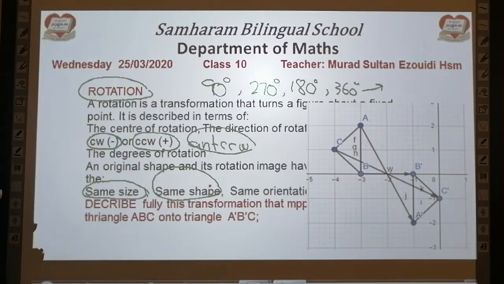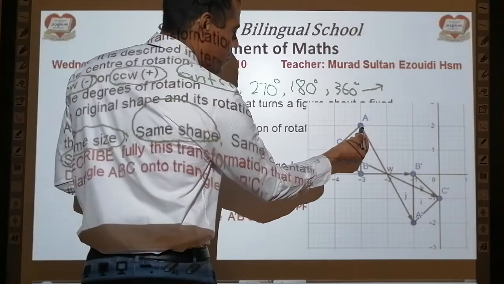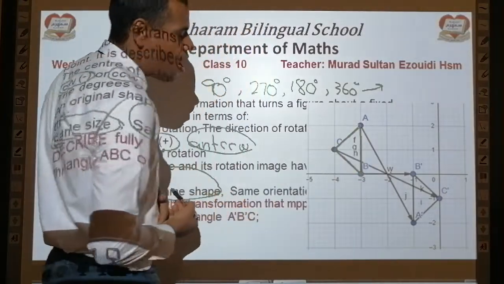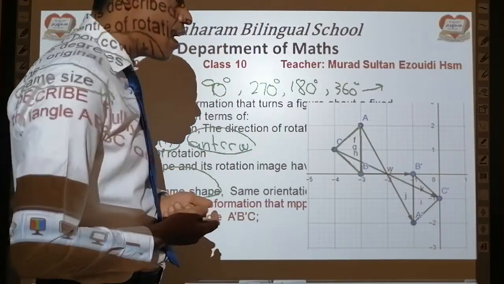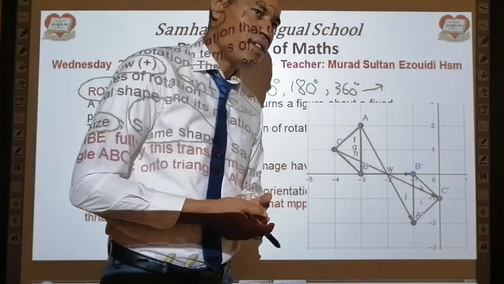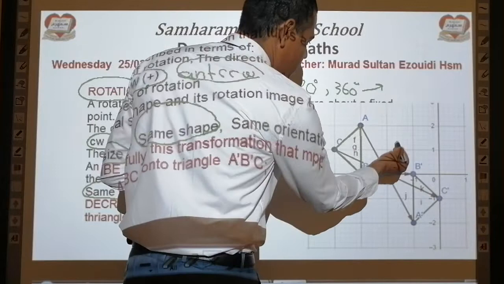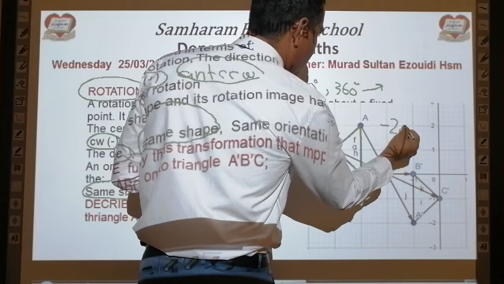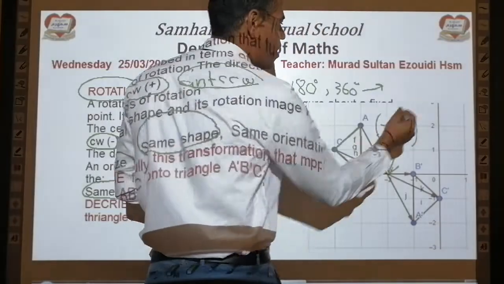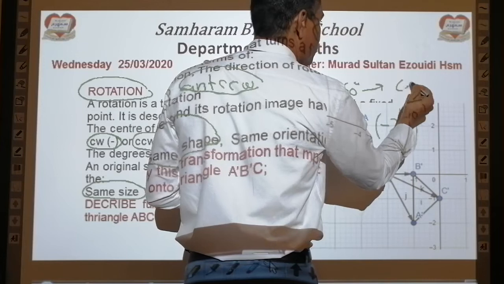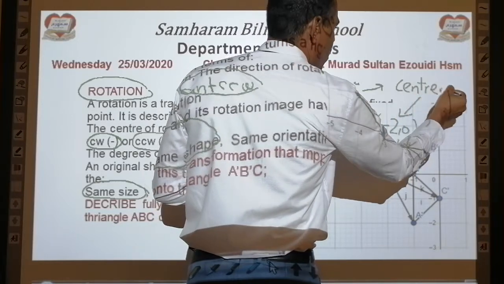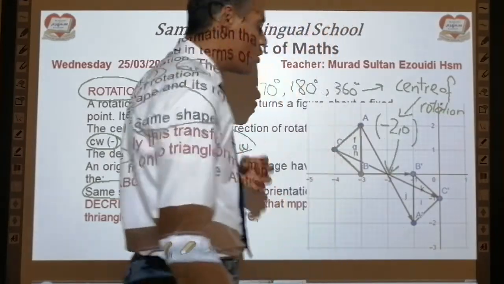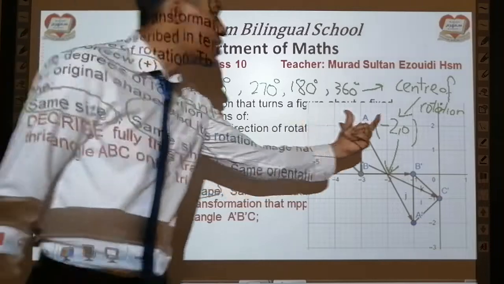Okay, so now we have a triangle A, B, C, the green one. I want to transform it, of course, using rotation. Where is the center? This is the center, my kids, on the x-axis, negative 2, 0. Now I fix the center. This is the center of rotation, meaning that this shape, the horizontal shape, will rotate 180 degrees about this center, okay?